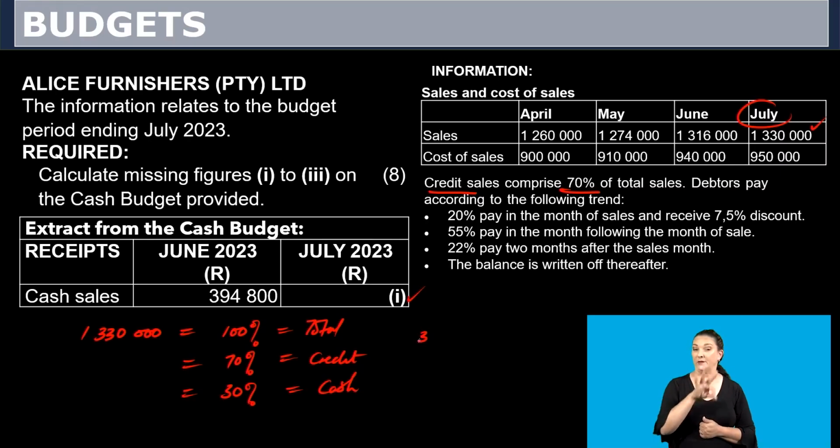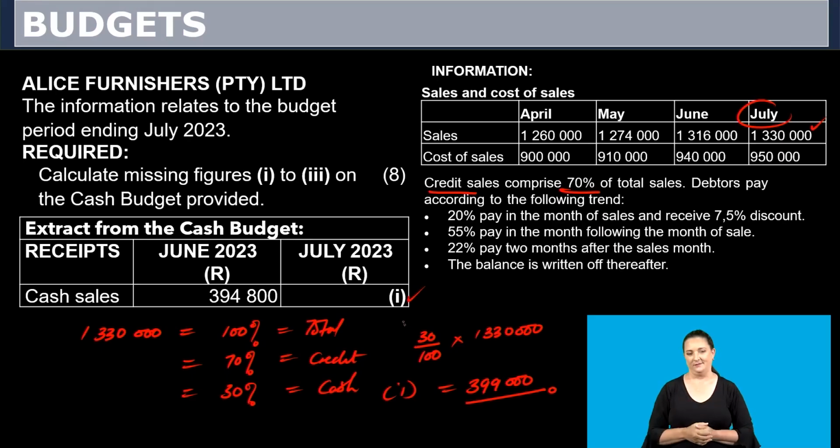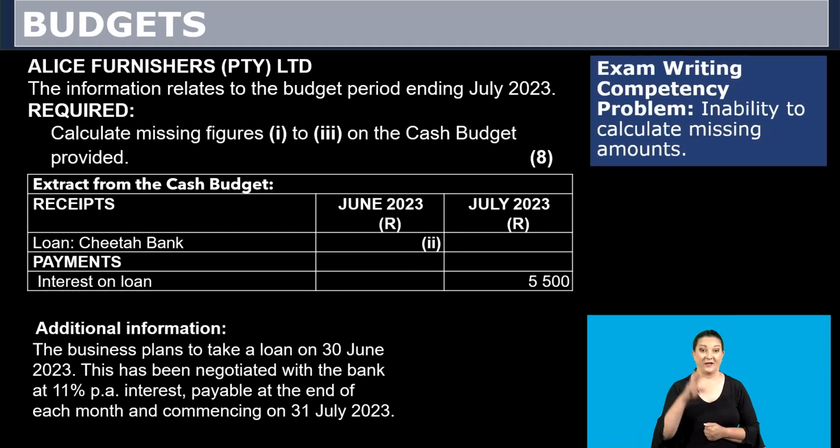I want 30 over 100 multiplied by 1,330,000. When I punch that on my calculator, I'm going to get 399,000. That becomes my number 1, cash sales. Let's go to number 2. Remember, when I do calculations, you need to do these calculations together with me.